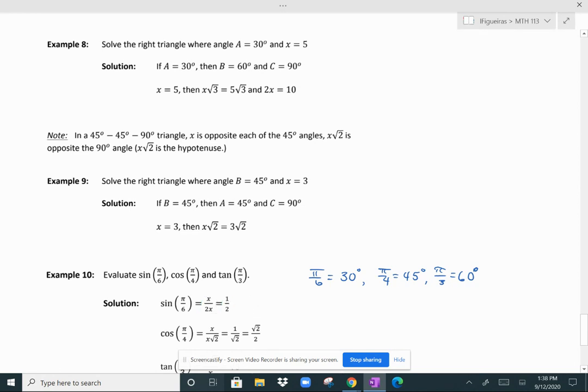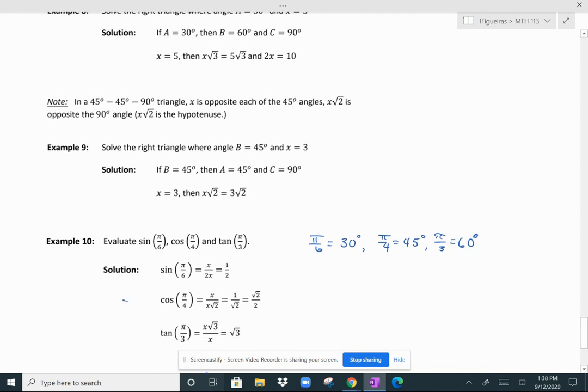With pi over 4, that's a 45-degree angle. Remember, there the sides were x and the hypotenuse was x root 2. Again, canceling your x's, you get 1 over root 2. Rationalizing, you get root 2 over 2. And rationalizing means multiplying this by root 2 over root 2. So things simplify.